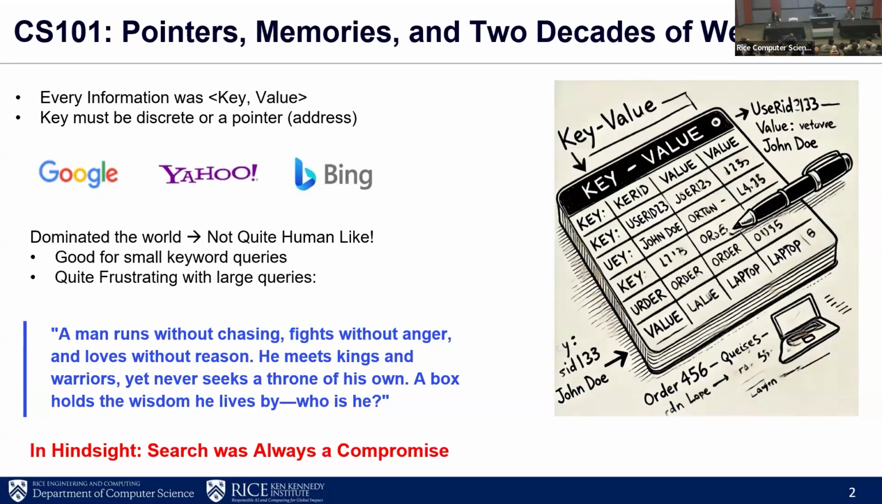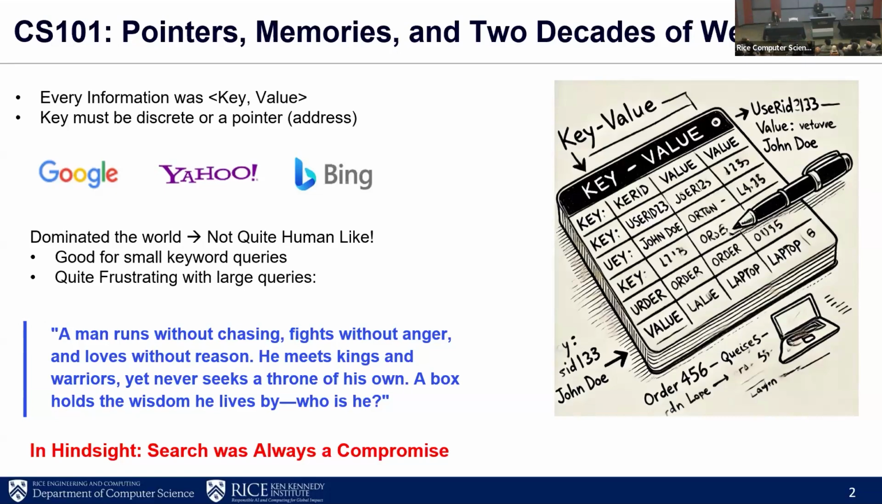And we would imagine if somebody comes up with a query, Rice Computer Science, we will figure out the reference and go to the web page. So everything was about tables. We know this web search dominated the world. But it was not quite human-like. For example, we are all aware that if I type a long query in the search bar, it will give some garbage or not work.